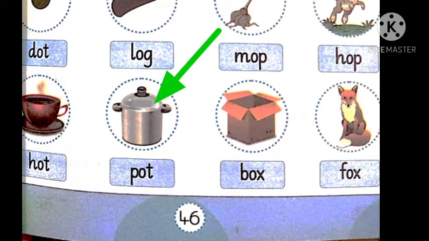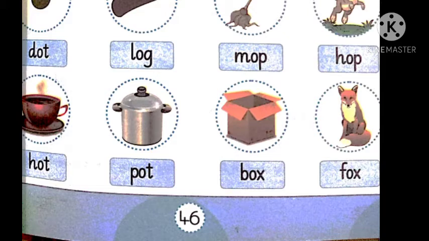Look at the next picture. It is a pot. How to read pot? P, ot, pot. Next picture is of a box. B, ox, box. Last picture is of a fox. F, ox, fox. So students, it was the revision of sounds with O. After revising this page, we will start our workbook work.